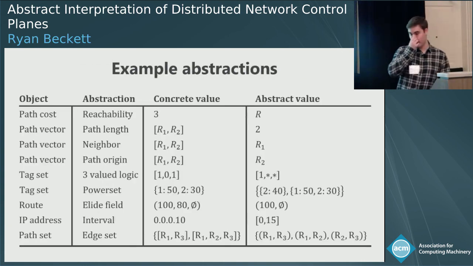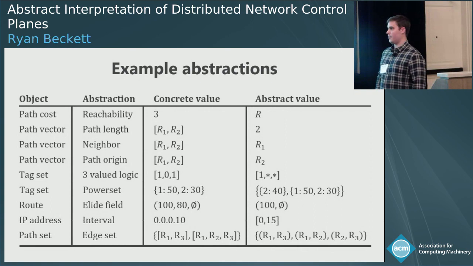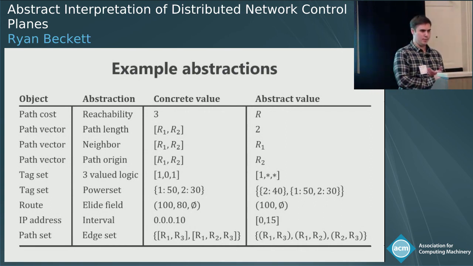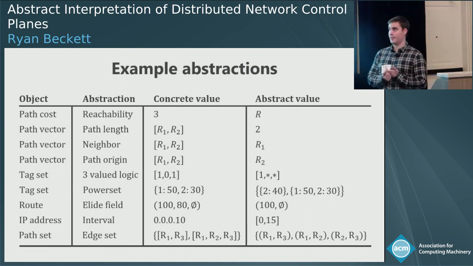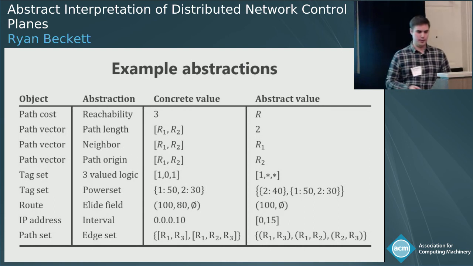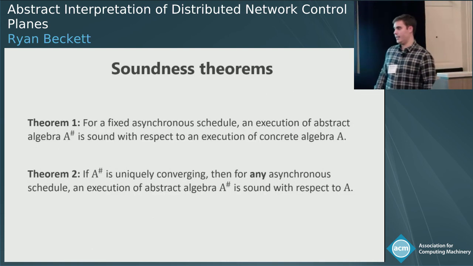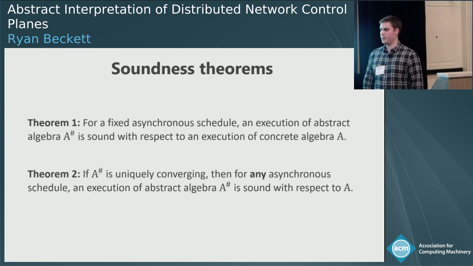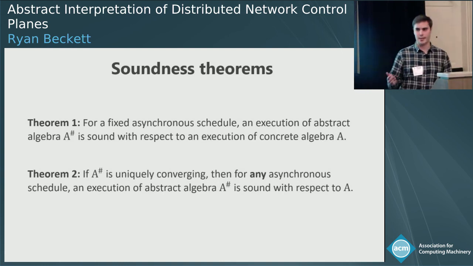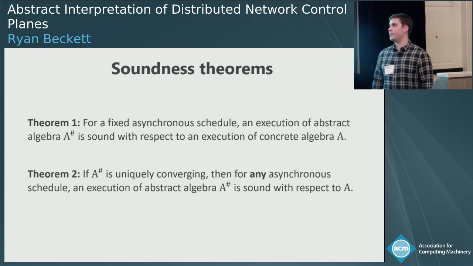So we looked at a bunch of abstractions in practice. These are actually really quite simple. We looked at abstracting different types of components of route messages, like paths, tag sets, IP addresses, path sets, and many others we talk about in the paper. In the paper, we also develop semantics for these routing protocols, which is parameterized by an asynchronous schedule. And then we prove two soundness theorems.